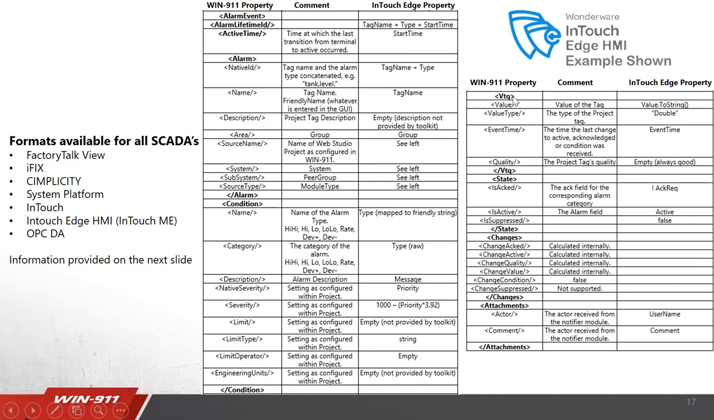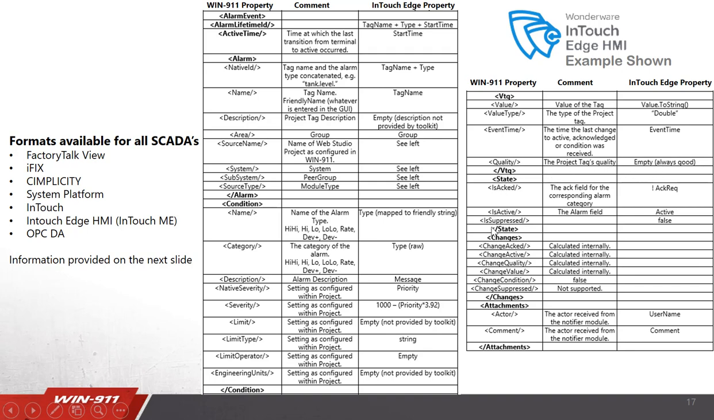All right, the next section is the VTQ, the value, timestamp, and quality. The timestamp being the event time for this particular alarm event. The value being the process variable value associated with this alarm point or this particular condition. And the quality representing the SCADA's concept of quality for that value, so whether that value can be trusted or not. And in the world of InTouch Edge, HMI, and others, that value is always good if we're connected.